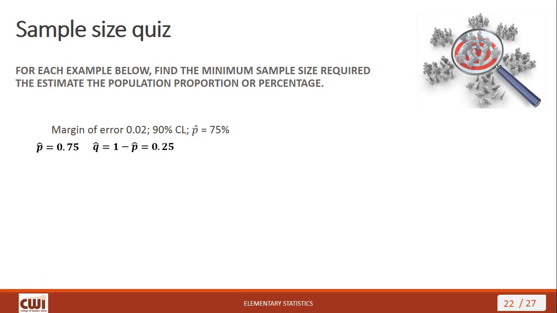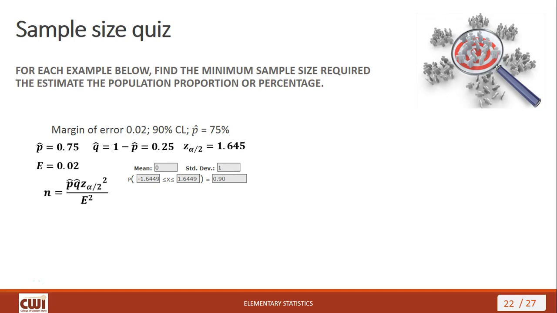We then know that q hat is 0.25 because it's the complement of p hat. Just take the 0.75, subtract from 1, and that gives us our q hat. We know our critical value z-score is 1.645 because we can calculate it from StatCrunch, or we can simply look it up in a table, or we have done so many of these problems that we know what that value is. Our margin of error is 0.02. This was given to us in the problem statement.